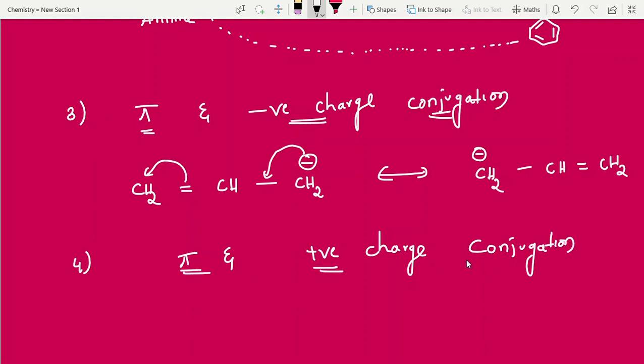Pi positive charge conjugation. So now see, what is this? CH2 double bond. Instead of the above case's negative charge, you can take a positive charge. What is this? CH2 plus. You can observe one more point. Around carbon there should be 4 bonds, right? 1, 2, 3. So one bond is less. That's why positive charge. Instead of one bond less, negative charge, like that.